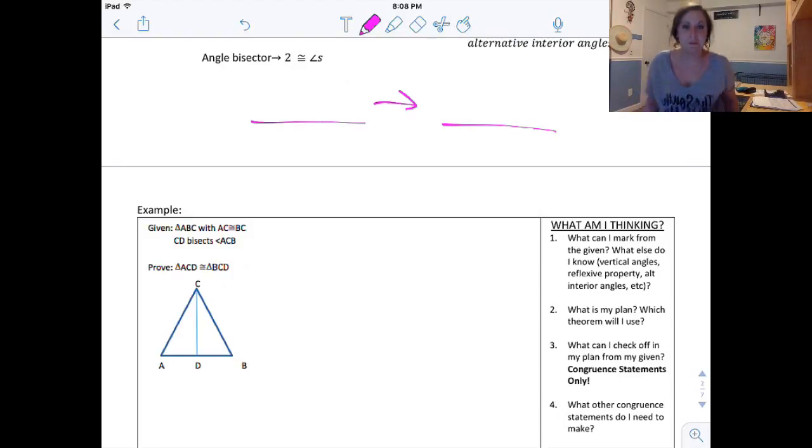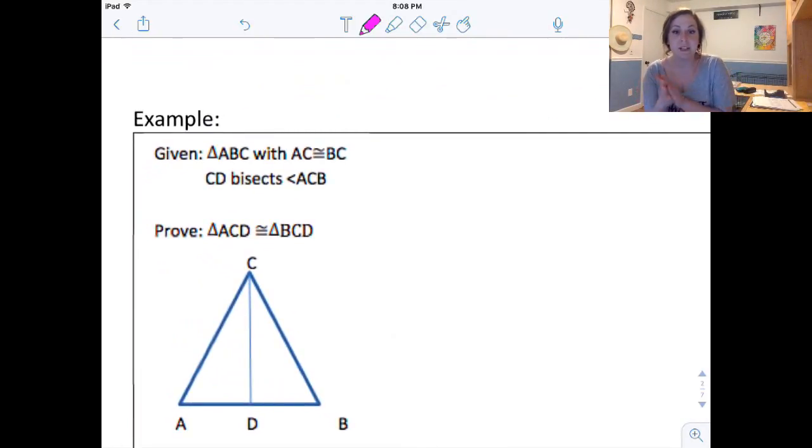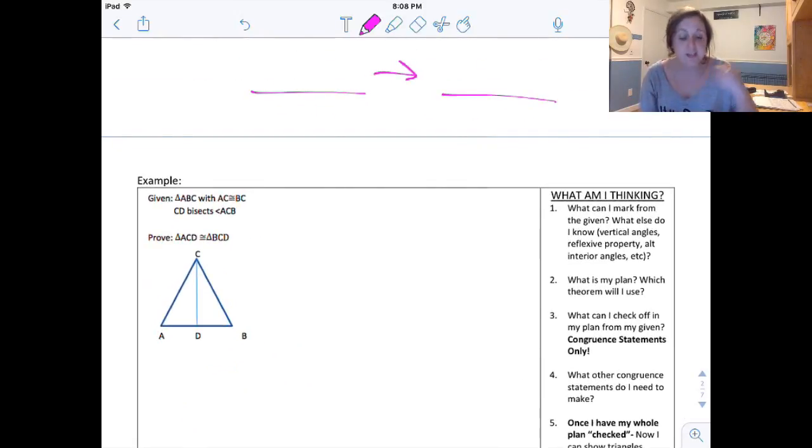Okay, we're back in business. All right, so this gives me triangle ABC with AC congruent to BC and CD bisecting angle ACB. And I want to show that triangle ACD is congruent to triangle BCD. And so here's what I'm going to think through. And I've written out my steps here so you guys can see it. Number one, what can I mark from the given? What else do I then know based on that?